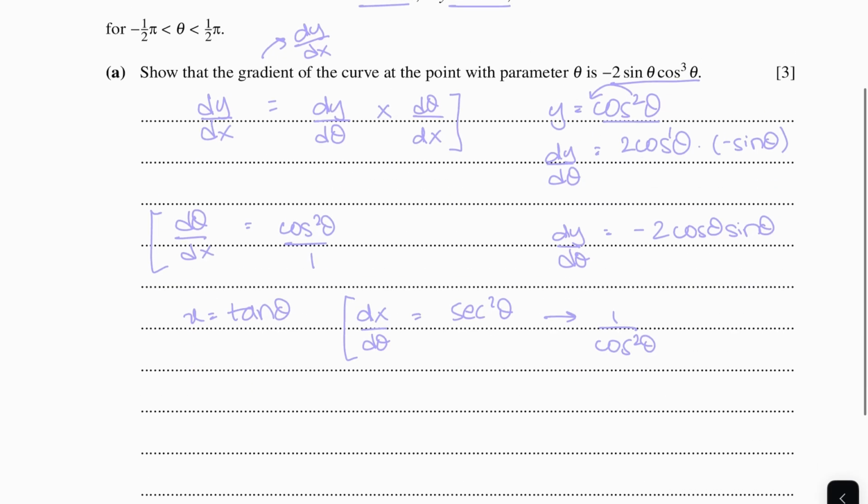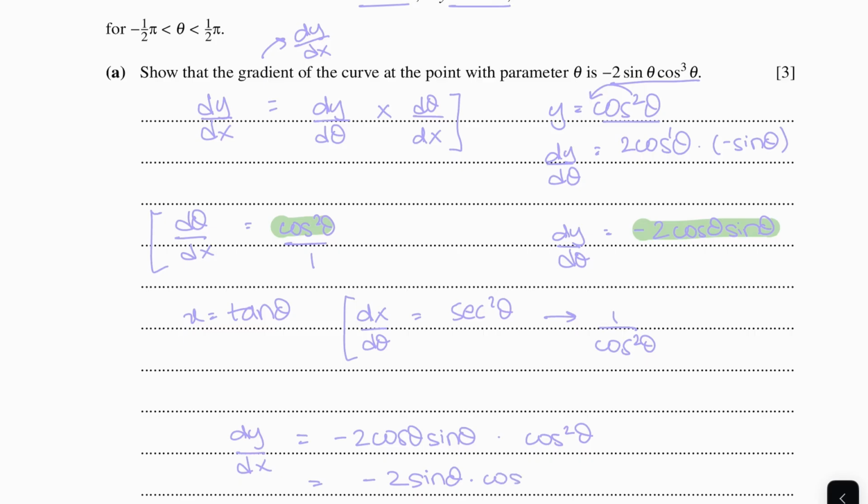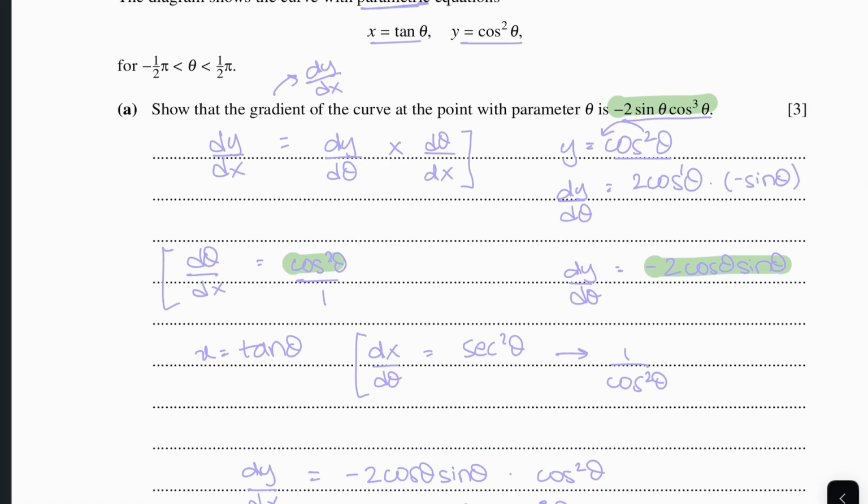Now we will take this into our main equation. We have our two expressions, and we will write dy by dx is equal to minus 2 cos theta sine theta times cos square theta, and we will achieve the answer minus 2 sine theta cos cube theta. And this is exactly the same as what we were supposed to show. So that is our correct answer.